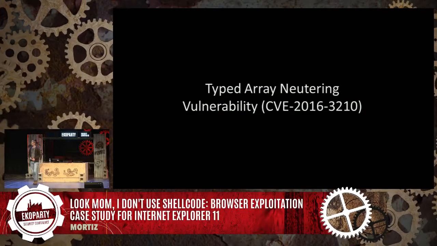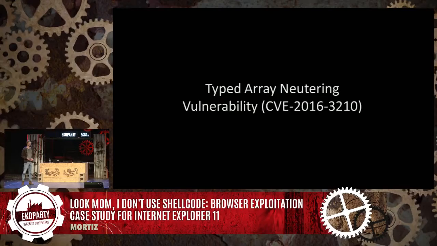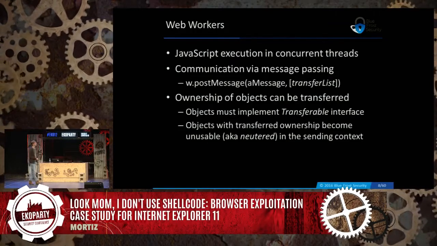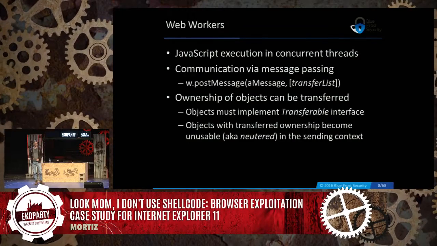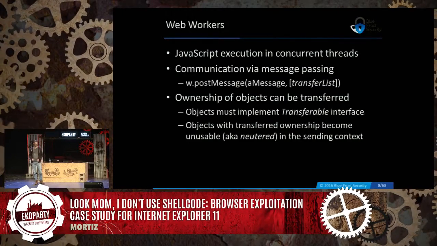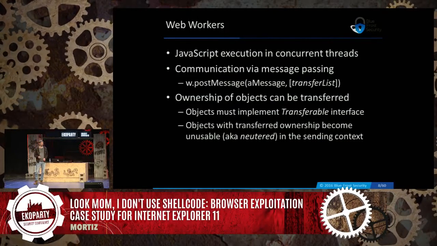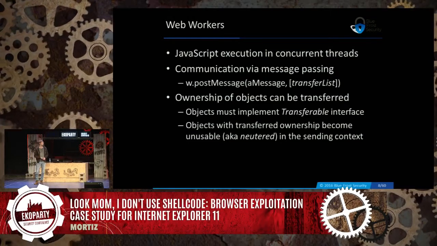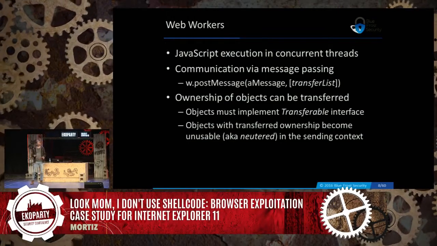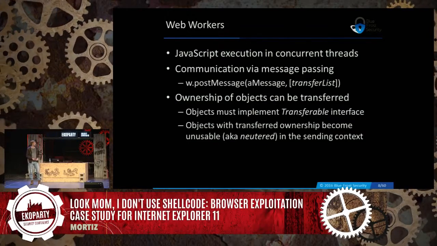So let's talk about the vulnerabilities we used. The typed array neutering vulnerability is the initial bug we wanted to exploit. In order to understand that bug, you have to know about two basic JavaScript concepts, which are web workers and typed arrays. Web workers are basically a way of having multiple concurrent threads of JavaScript executing in your browser. And there's a way these workers can communicate with each other, which is message passing.